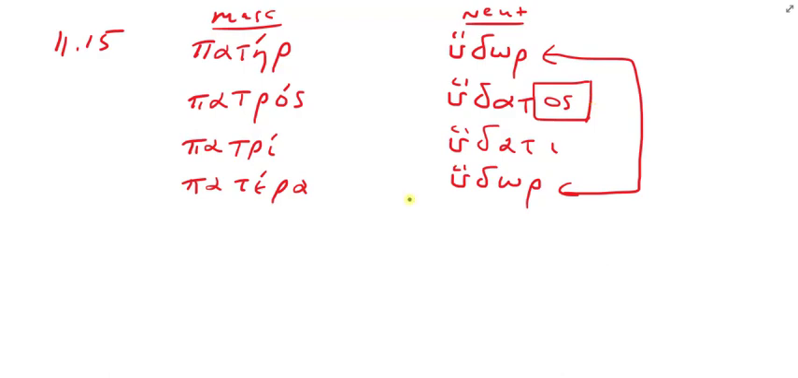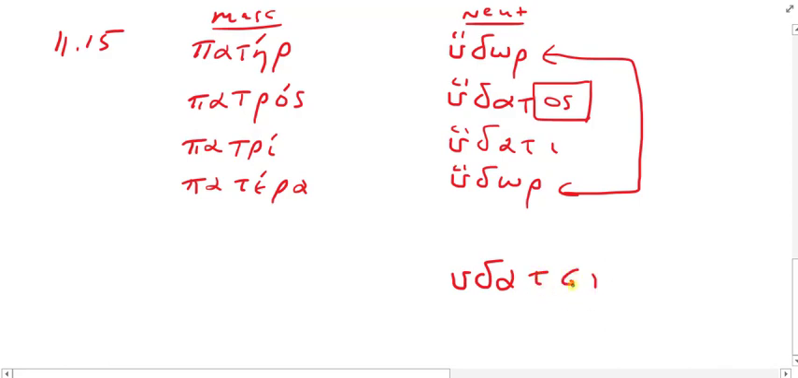Now, why does hudasi look this way? Well, it's hudat plus sigma. What happens to dentals before sigma? They drop out, right? So you won't see it. So hudasi. Hudasi. Okay? All right. There you go.